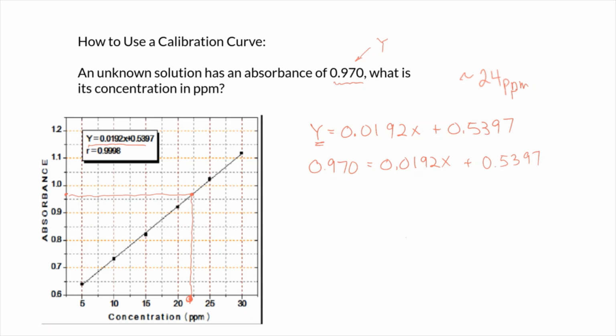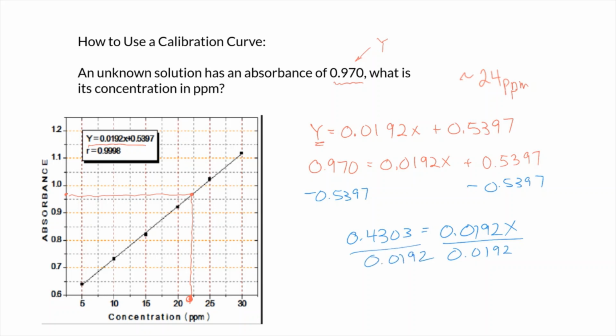I'm showing the algebra because this is for all levels. So I need to subtract 0.5397 from both sides. And I get 0.4303, and that equals 0.0192x. Now I divide both sides by 0.0192, and I get 22.4 ppm equals x.